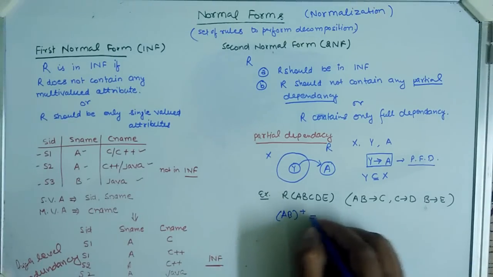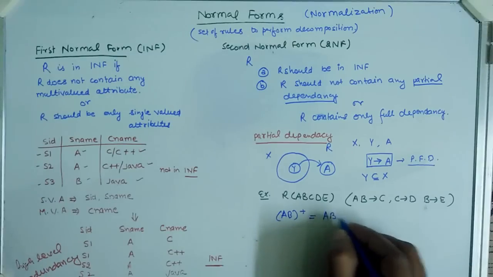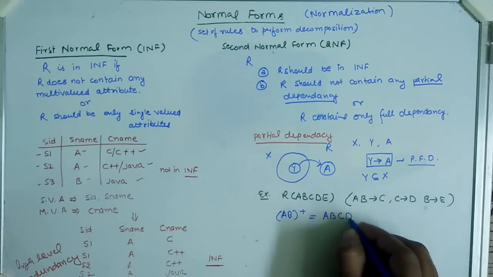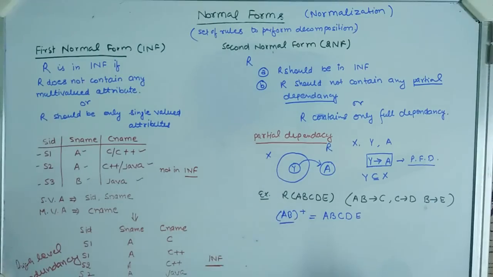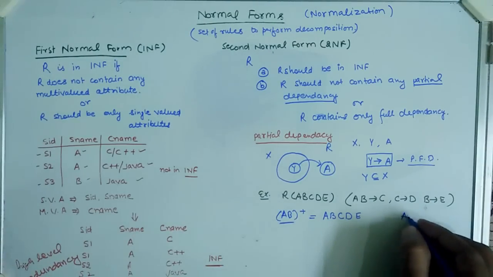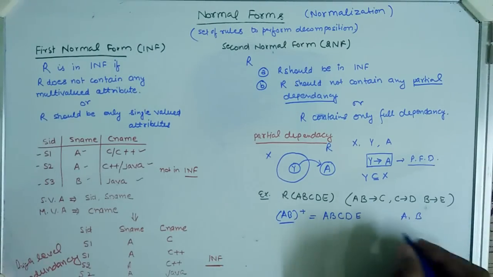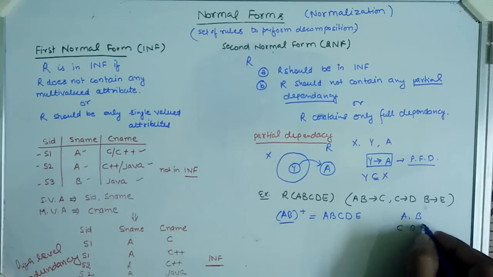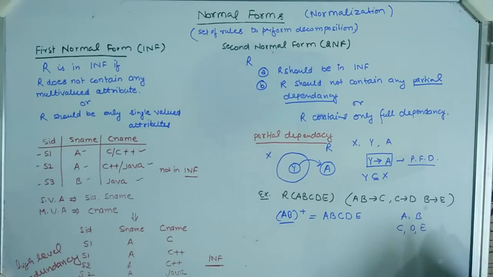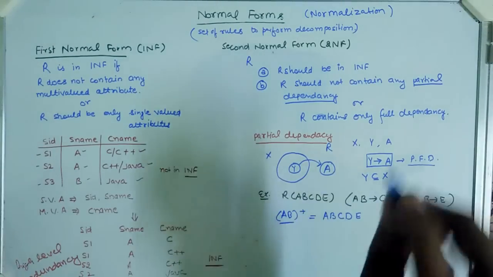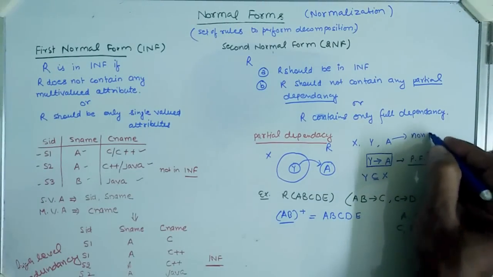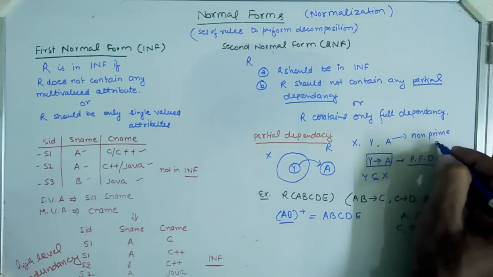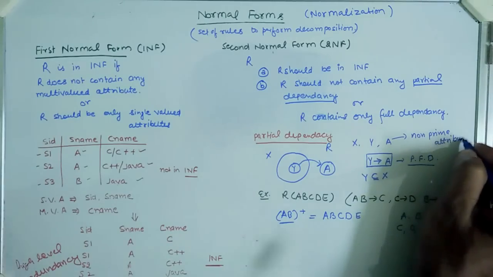So find the attribute closure of AB, include AB here, then C leads to D and B leads to E. So yes, AB is a candidate key, and A and B are the prime attributes, and C, D, E are the non-prime attributes or non-key attributes. So here one important point: C, D, E are your non-prime attributes.